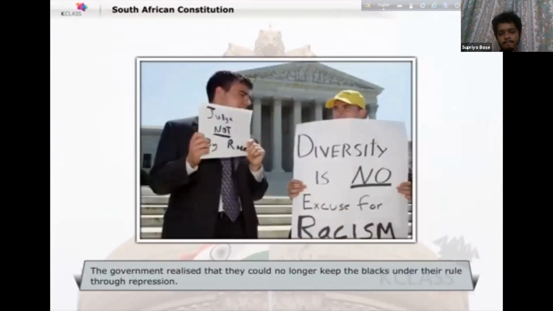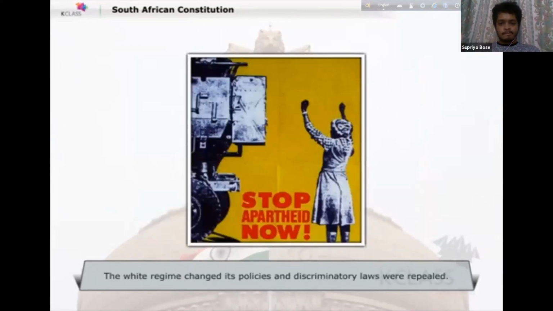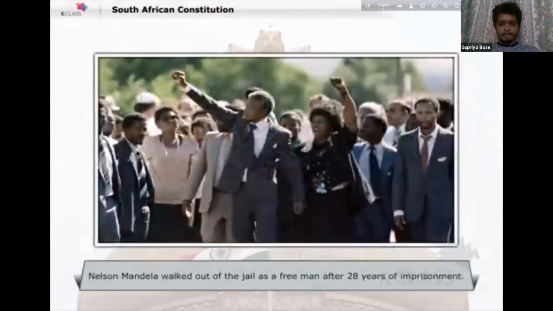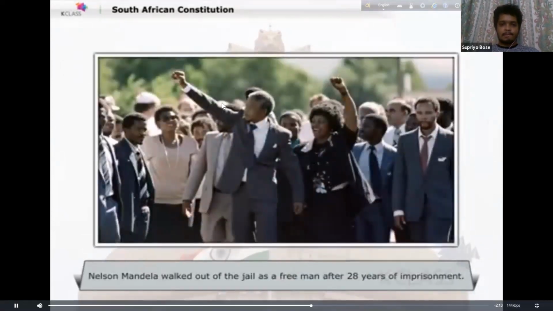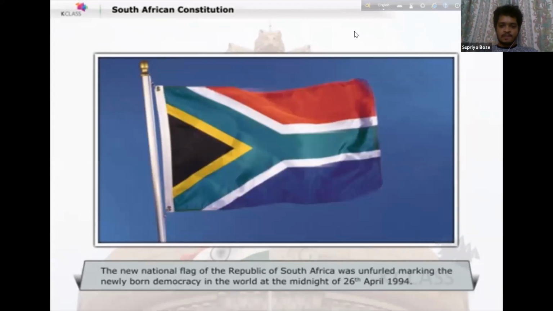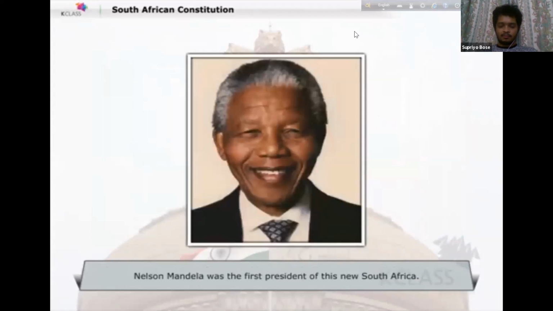The government realized that they could no longer keep the blacks under their rule through repression. The white regime changed its policies and discriminatory laws were repealed. Ban on political parties and restrictions on the media were lifted. Nelson Mandela walked out of the jail as a free man after 28 years of imprisonment. The new national flag of the Republic of South Africa was unfurled, marking the newly born democracy in the world at the midnight of the 26th of April 1994. Nelson Mandela was the first president of this new South Africa.